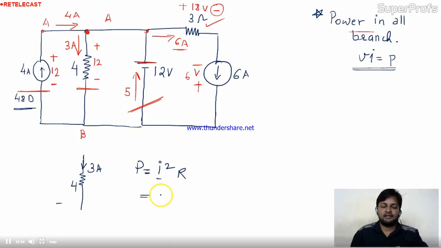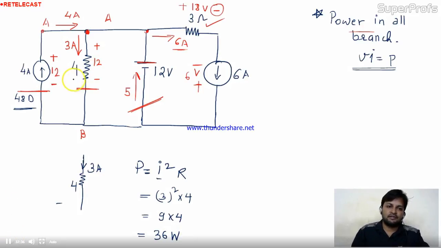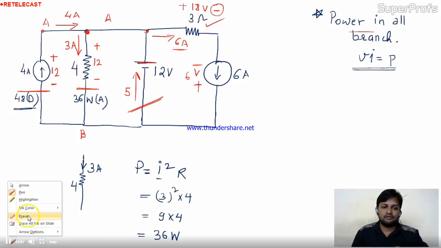So what is the I? 3. 3 square into 4. This is 9 into 4. This is 36 watt. So this element is dissipating 36 watt power. And I told you that a resistive element always dissipates power. So this is the absorbed power, you can say. The power is absorbed power. This is the delivered power. I hope this one is also clear to you.